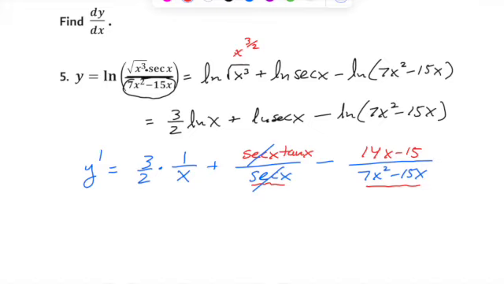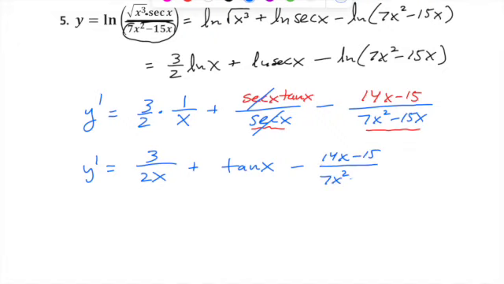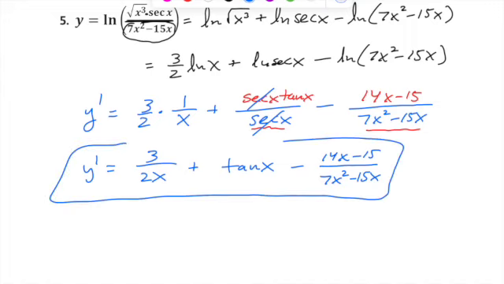And maybe I should just write a nice, clean final answer here. This would be 3 over 2x plus this just reduced to the tangent of x. And this doesn't reduce at all. Nothing I can see there. No common factors can be taken out. So that's a decent final answer for me. If you ever want to make a common denominator and put them all back together, you are welcome to, but that looks good to me.